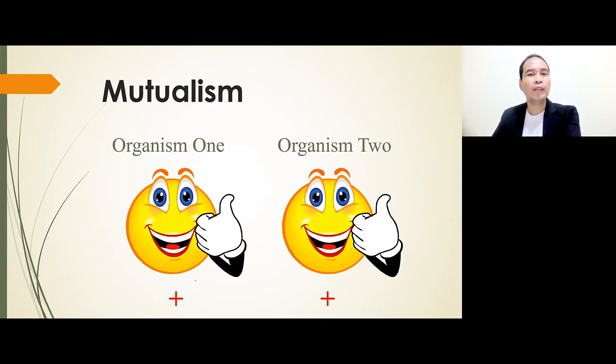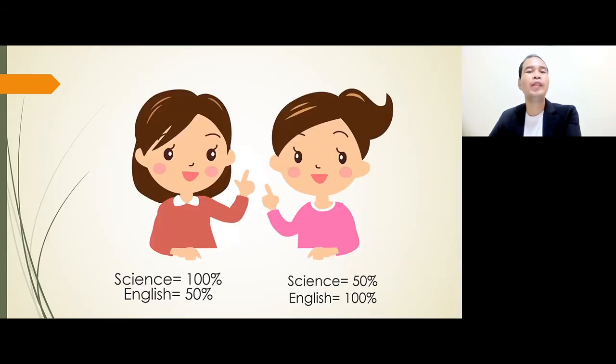And I would also like to add this one. In mutualism, both organisms need each other to survive. Okay, please take note and remember that in mutualism, both organisms, organism 1 and organism 2, need each other to survive.